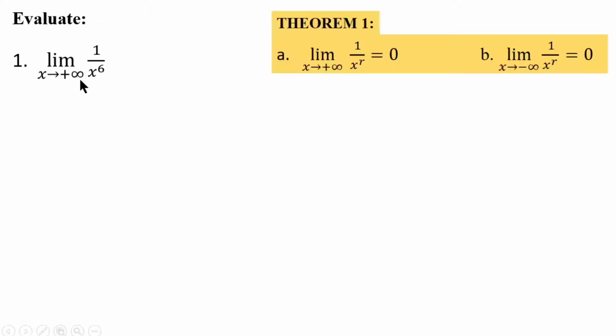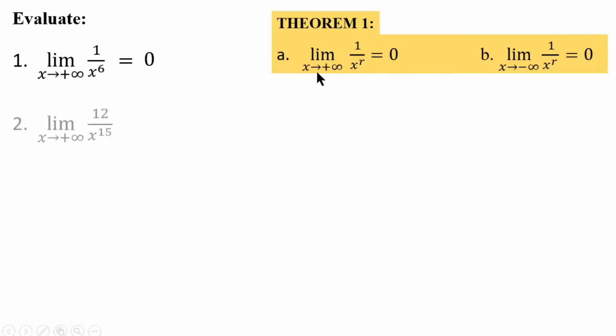Let us have some examples. Number 1. Find the limit of 1 over x raised to 6 as x approaches positive infinity. According to this theorem, the limit of this function is 0.